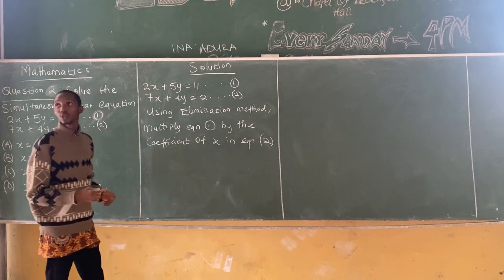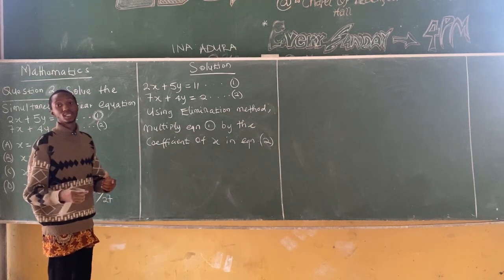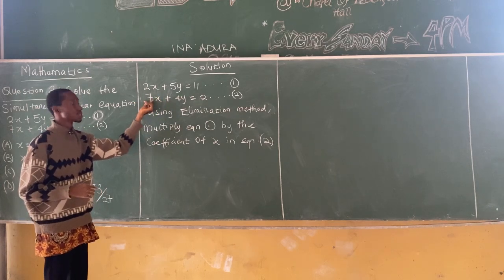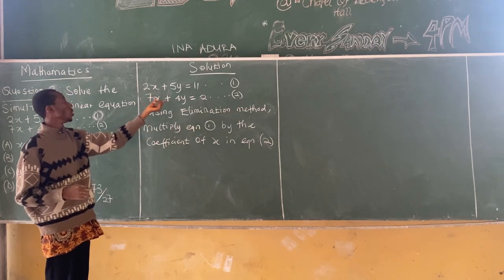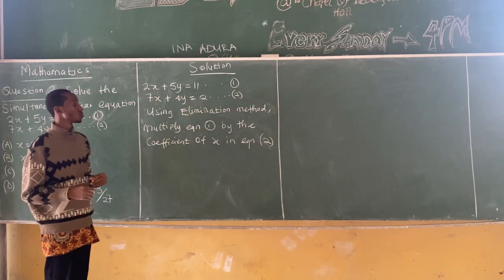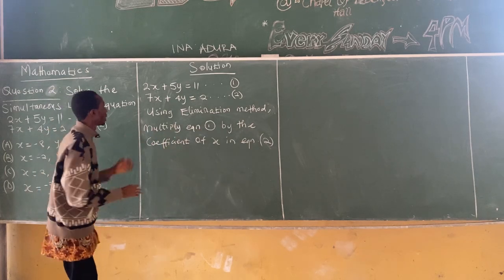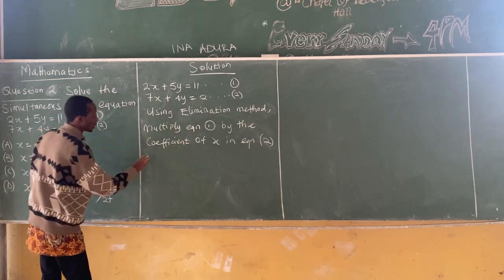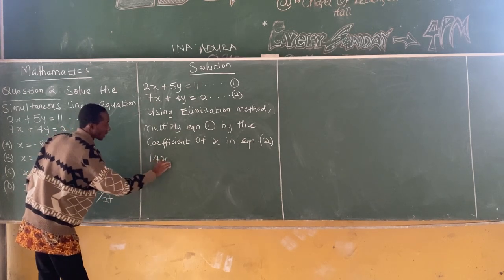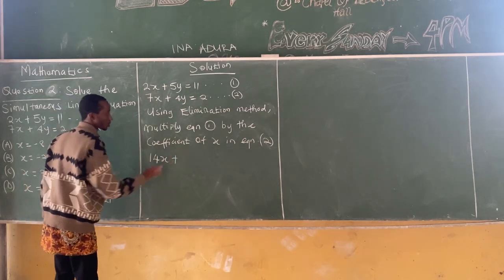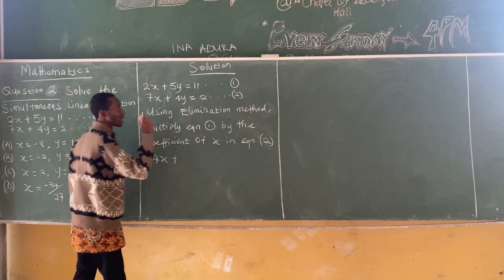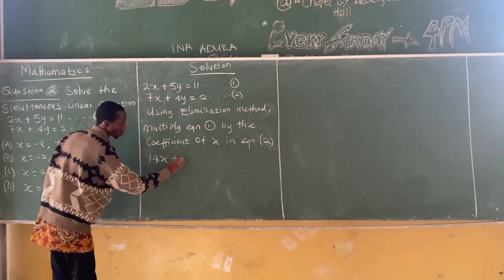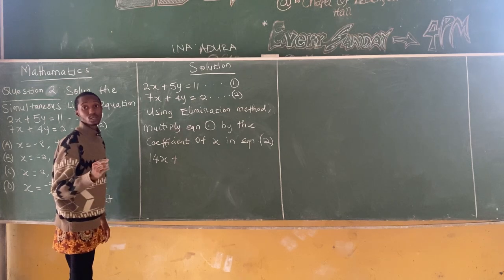When I mean coefficient of x, I mean the value attached to x in equation 2. So the value attached to x in equation 2 here is what? 7. That is the coefficient of x in equation 2. So when we multiply it, we have 7 times 2 will give us what? 14x plus the same coefficient of x, which is 7, multiplies 5y, giving us what? 7 times 5 will give us what?